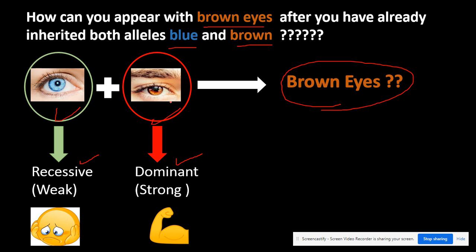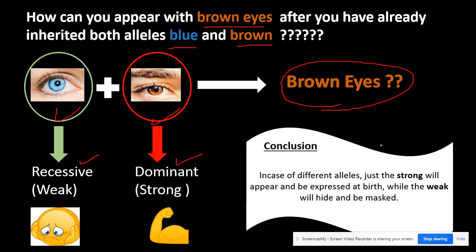So guys, always the strong allele, the dominant allele, is the allele which will be expressed and shown during birth. Whereas the weak allele, which is the recessive, will be hidden. It will hide in your genes. It will be masked. It's true that you have it in your genes, but it will not appear. It will always be masked. So you guys have both. You have the blue allele from your mom and the brown allele from your dad, but the blue allele is not shown. It is in your genes, but it is not shown.